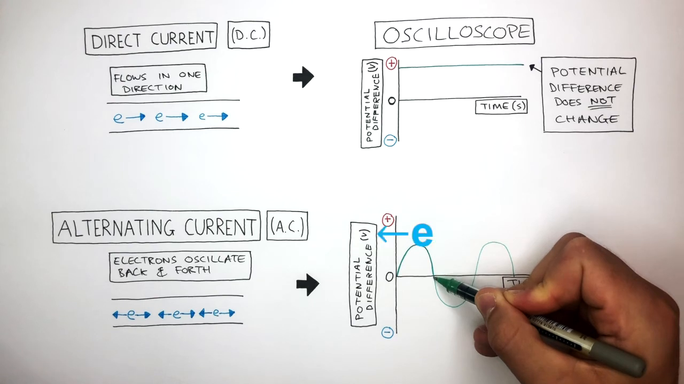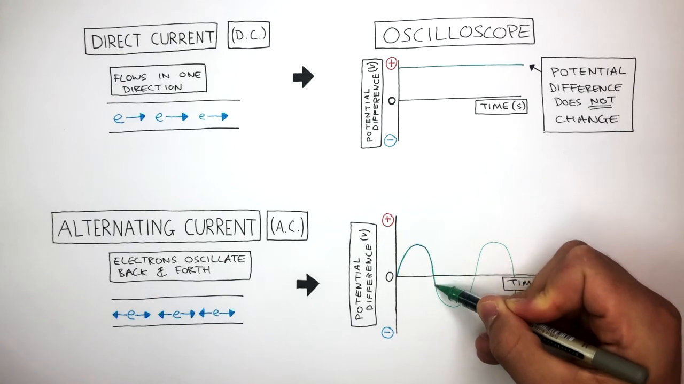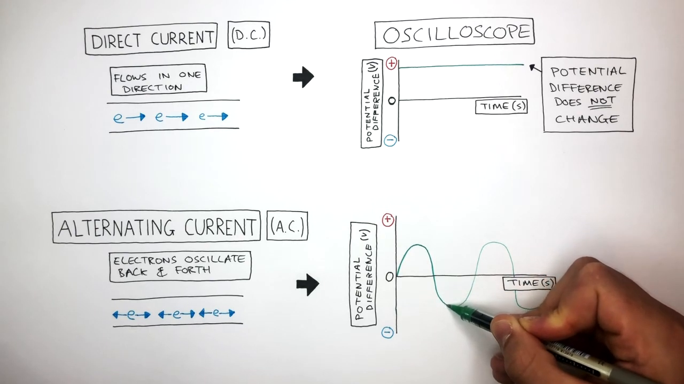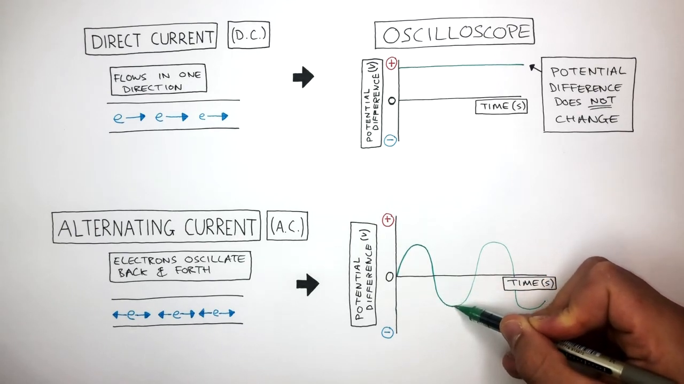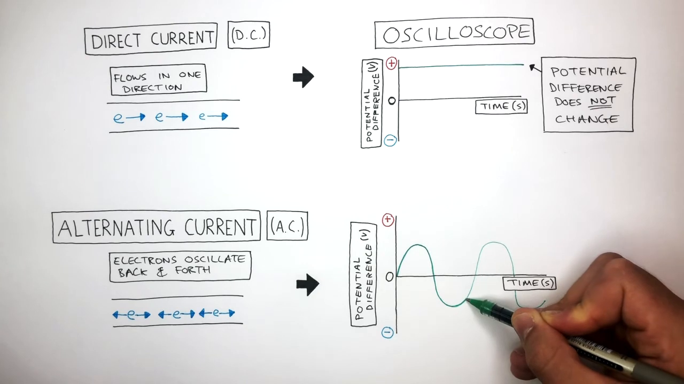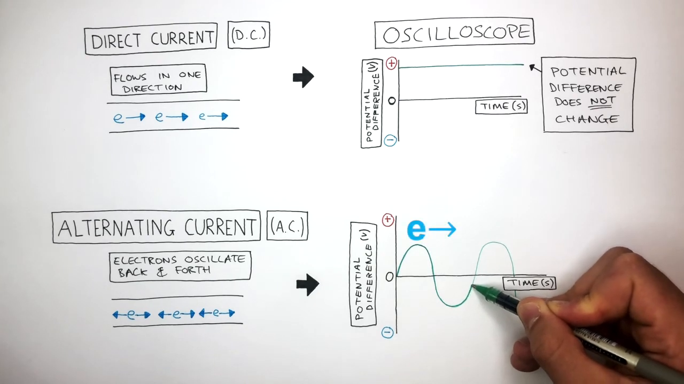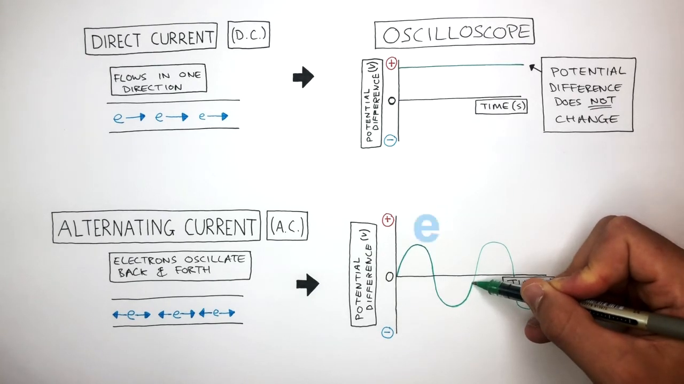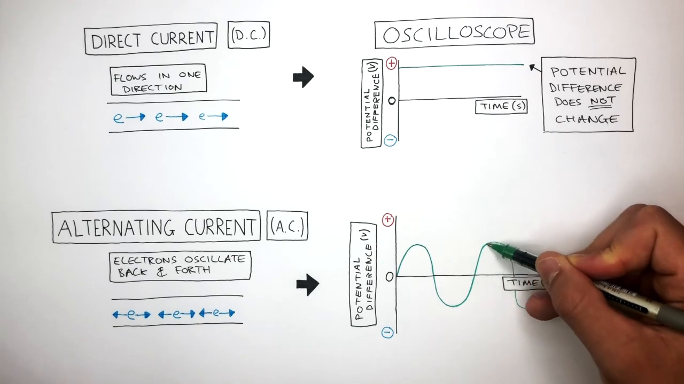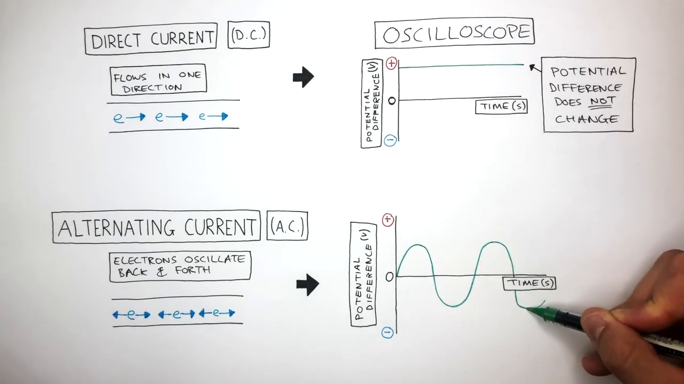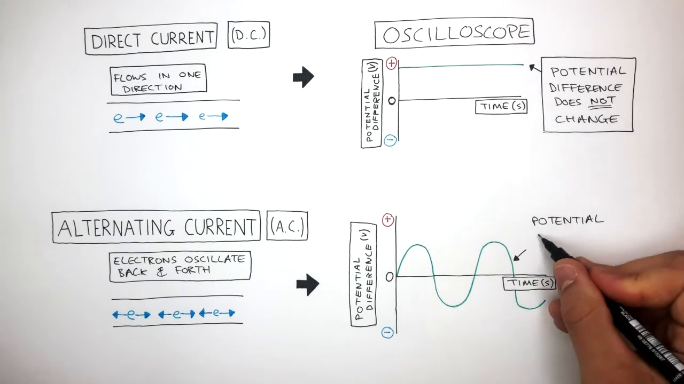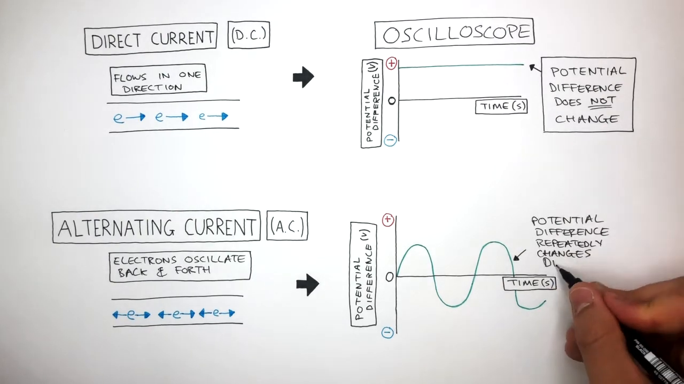As the electron continues moving backwards, the potential difference continues to decrease. When the potential difference starts to then increase again, it's because the electron is moving forwards and back to its original position. These cycles of movement happen over and over again, as the potential difference repeatedly changes direction.